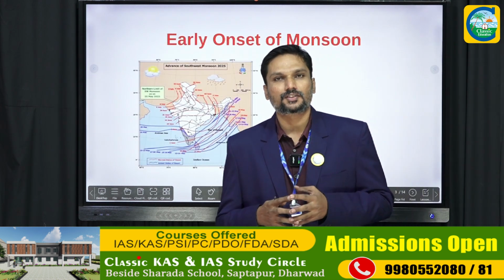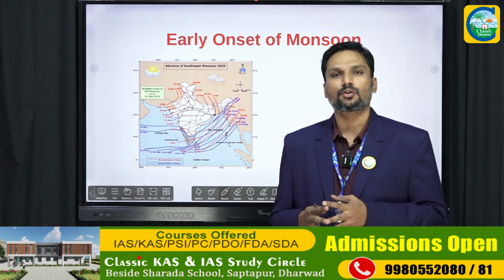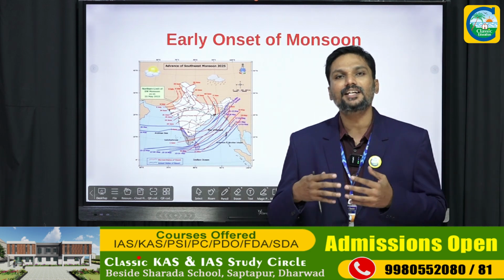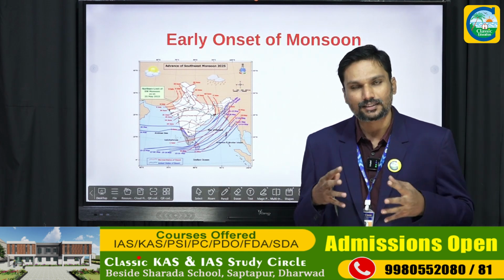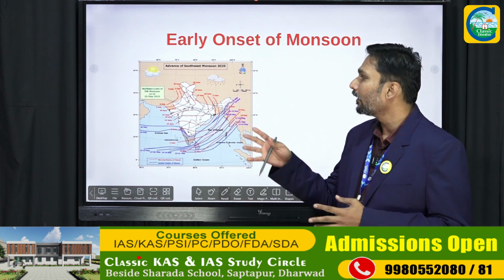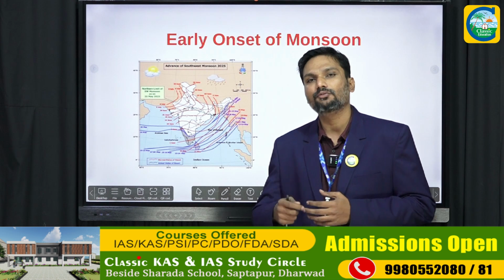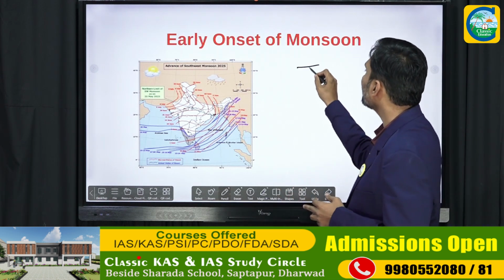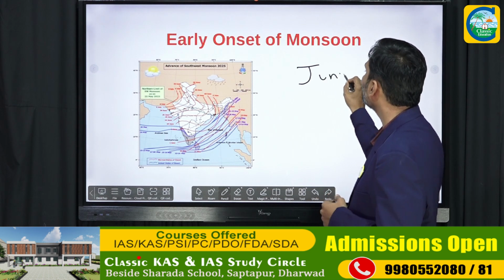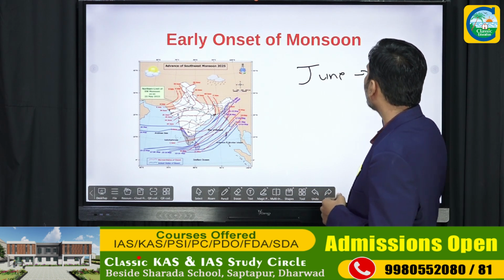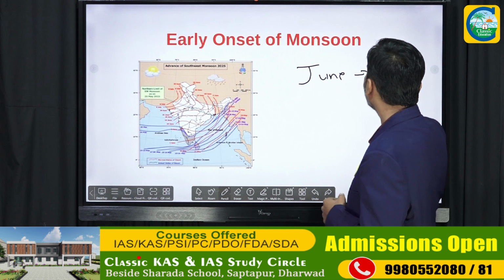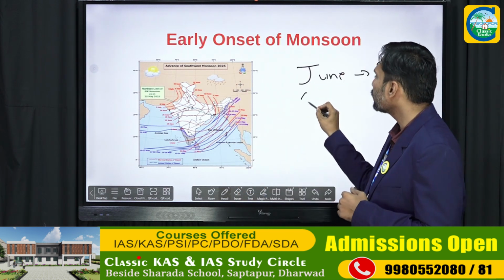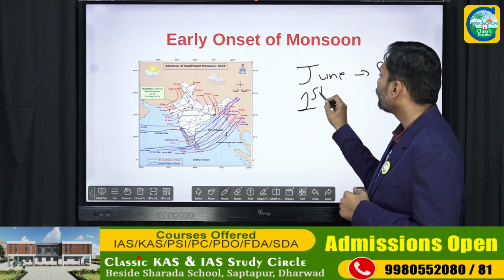So the first issue which I would like to bring to your notice is about the monsoons. This year the monsoons have reached early to the Indian subcontinent. What is the reason behind that? That we will study in this session, right? Generally monsoons take place from June to September. This is the period of monsoons, and the timing of onset of monsoon is generally considered to be 1st June.